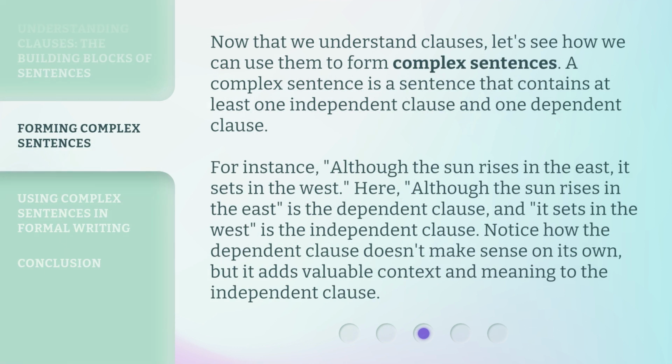Now that we understand clauses, let's see how we can use them to form complex sentences. A complex sentence is a sentence that contains at least one independent clause and one dependent clause. For instance, although the sun rises in the east, it sets in the west. Here, although the sun rises in the east, is the dependent clause, and it sets in the west is the independent clause. Notice how the dependent clause doesn't make sense on its own, but it adds valuable context and meaning to the independent clause.